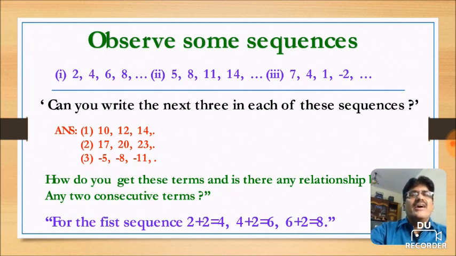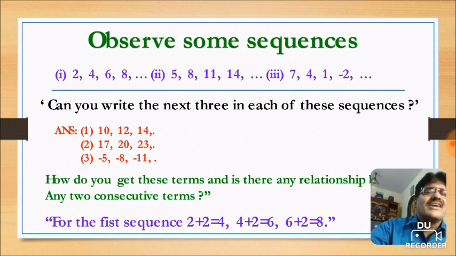The answer is, in the first sequence, the next three terms are 10, 12, 14. That means they increase by 2. In the second one, they are 17, 20 and 23. While in the third one, they are minus 5, minus 8, minus 11 and so on. How do you get these terms? And is there any relationship between any two consecutive terms, students?